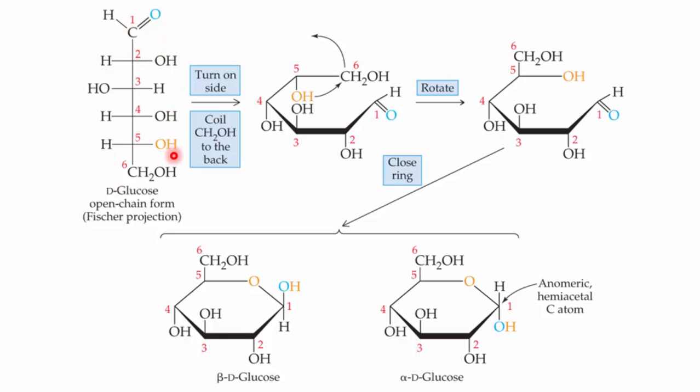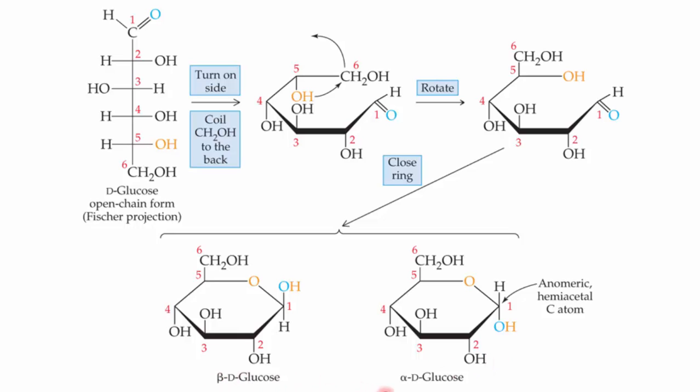Now carbon 1 reacts with carbon 5, as you can see here. We arrange them here. The oxygen acts as a nucleophile. It attacks the carbon, rotates, and then the ring closes. Then you get two forms. If the OH on the newly synthesized chiral carbon number 1 is up, then it is beta-D-glucose. If the OH on the anomeric hemiacetal carbon atom is down, then it is alpha. So beta OH up, alpha OH down.